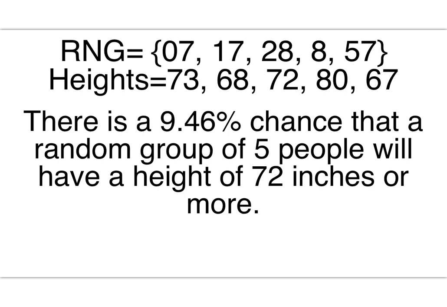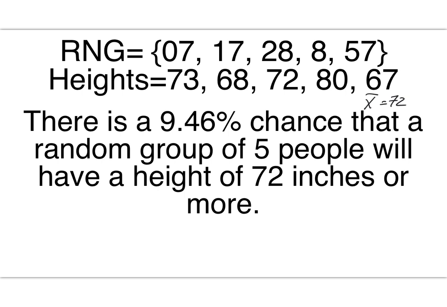So these are the 5 heights, and these have an average of 72. That's why I selected 72 for the previous problem. So we said there was a 9.46% chance that a random group of 5 people will have a height of 72 inches or more. All right, and this was based off of the random group I took.